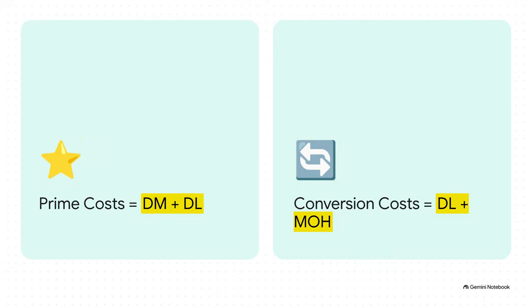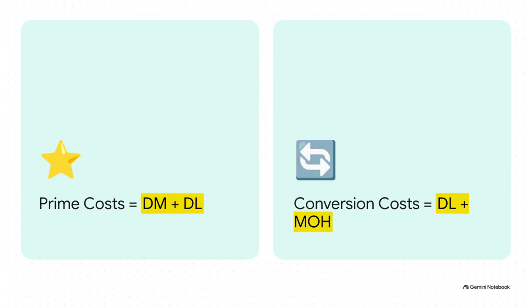Now we need to look at how those 3 fundamental elements we just talked about combine to form the core formulas that you absolutely must memorize for the boards. First up, prime costs. Prime costs equal direct materials plus direct labor. These are your direct primary inputs. Next, conversion costs. Conversion costs equal direct labor plus manufacturing overhead.